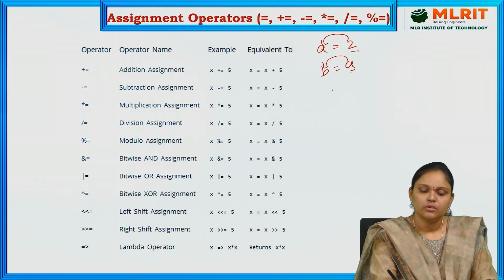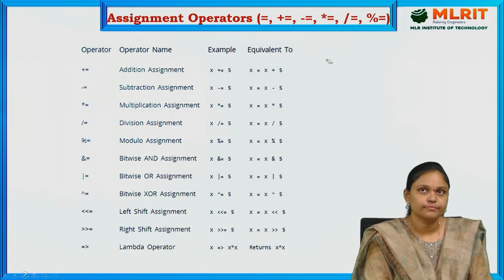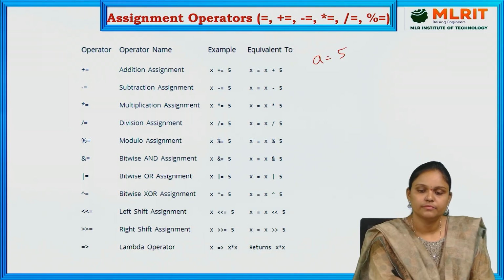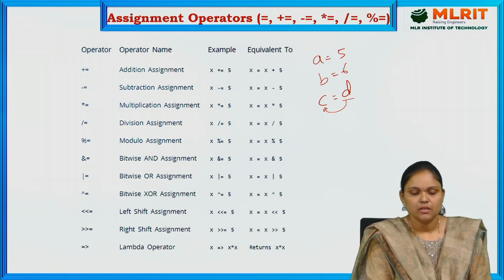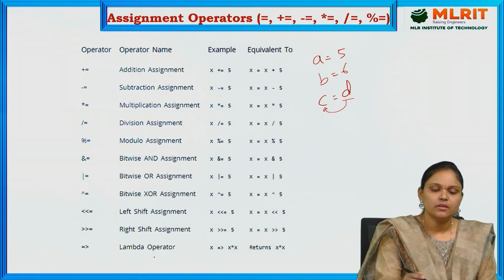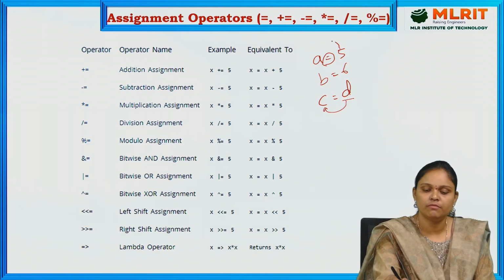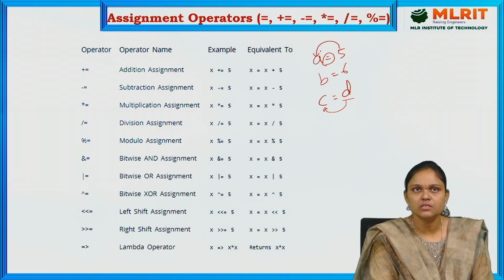For suppose a is equals to some 5 and b is equals to some 6 and c is equals to d. We don't have any value for this variable, so in that case some garbage value will be stored in this c value. So the main assignment operator is equals to, we are assigning the value to the variable by using this equals to operator.